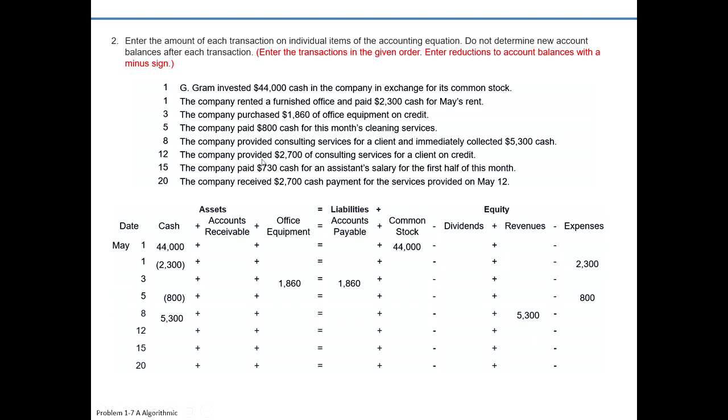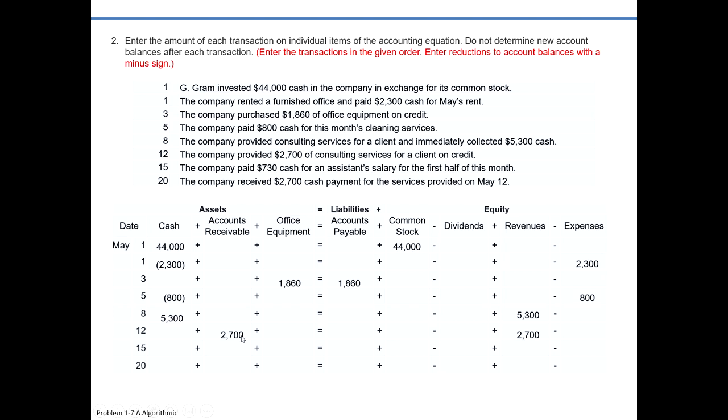On May the 12th, the company is also going to provide an additional $2,700 in consulting services. So again, its revenues are going to increase, this time by $2,700, but they're being provided on credit. So that's saying they didn't yet get cash. They got an IOU from their customers. What represents an IOU from our customers? Accounts receivable. So accounts receivable is going to increase by $2,700.